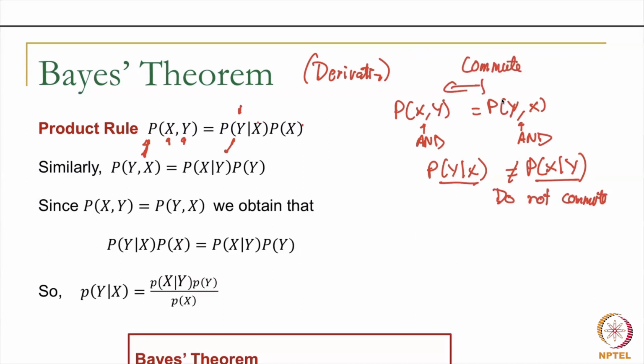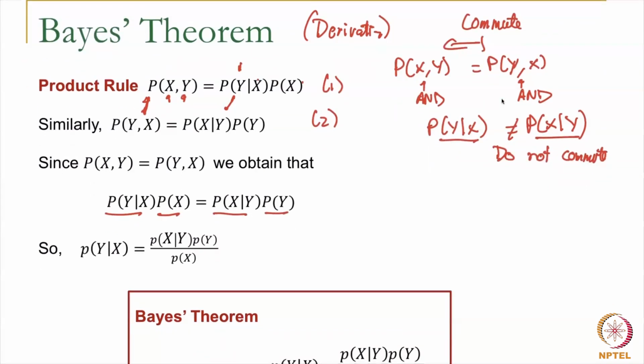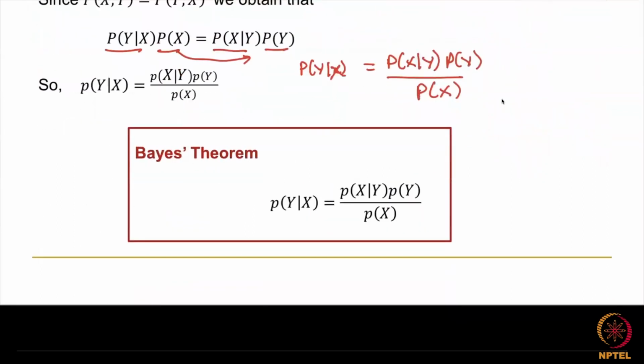Okay, so since these two are the same, you can simply use these two equations, let's say equation 1 and 2, and equate them. So P of Y given X multiplied by P of X is P of X given Y multiplied by P of Y. Now you can move one of these below. So let's say I move this below and I get P of Y given X is P of X given Y multiplied by P of Y divided by P of X. This is what is known as Bayes theorem.